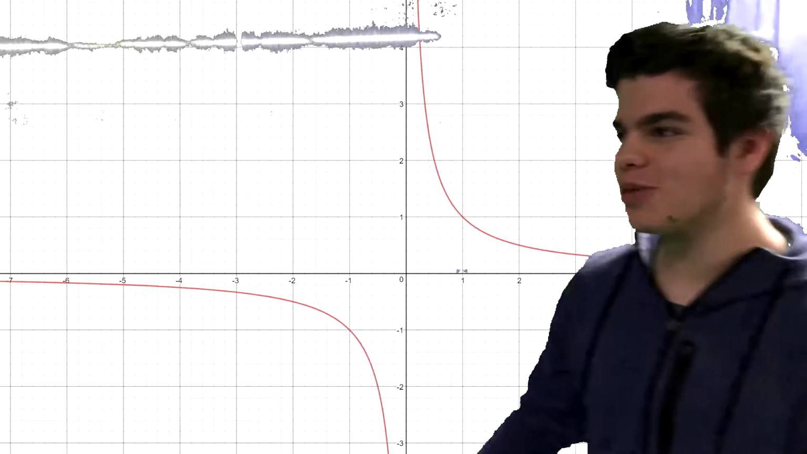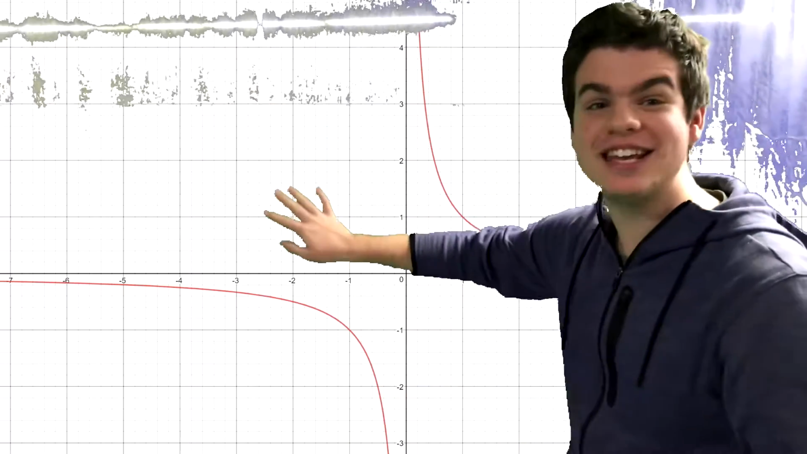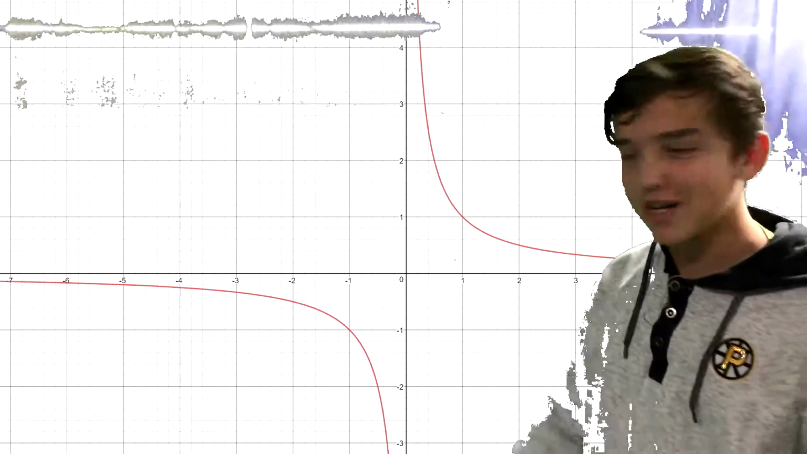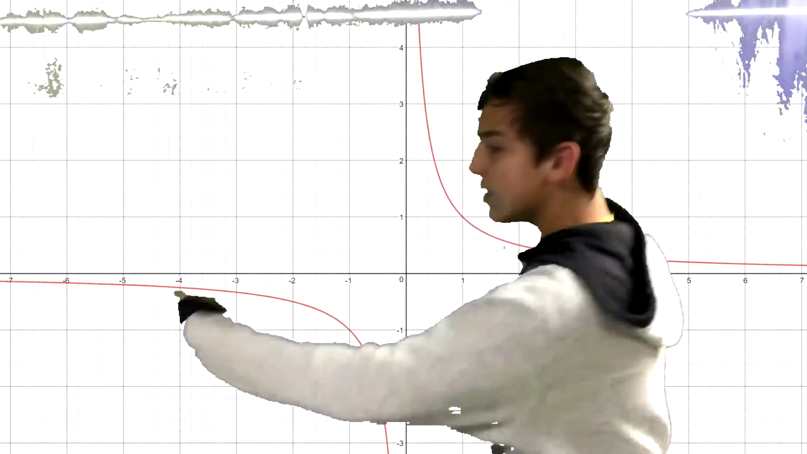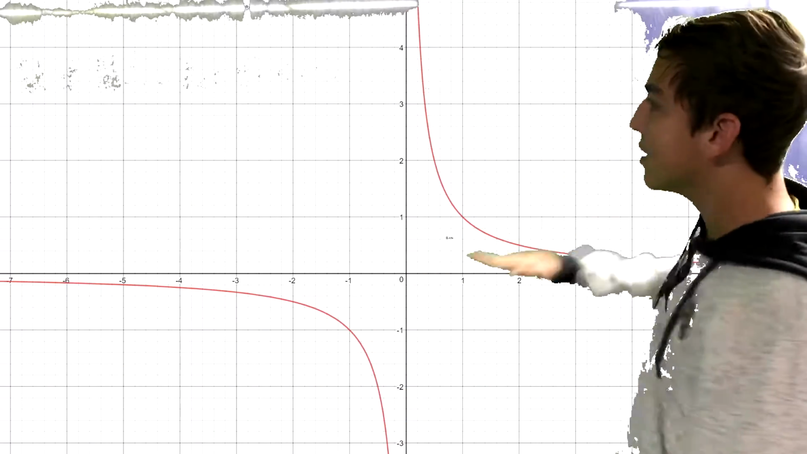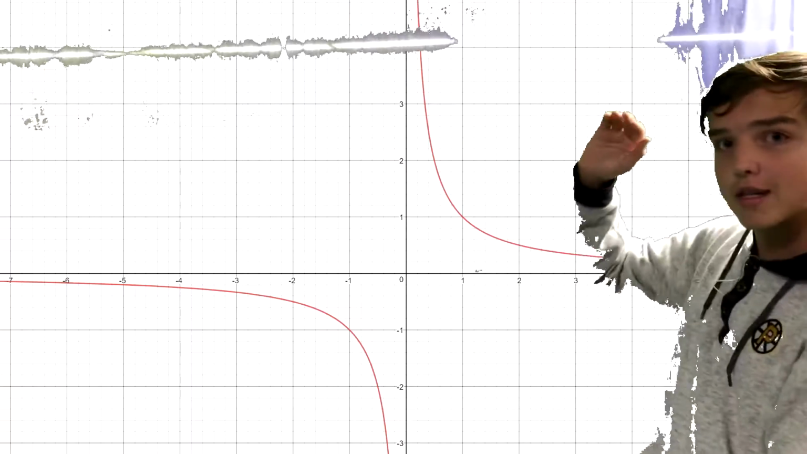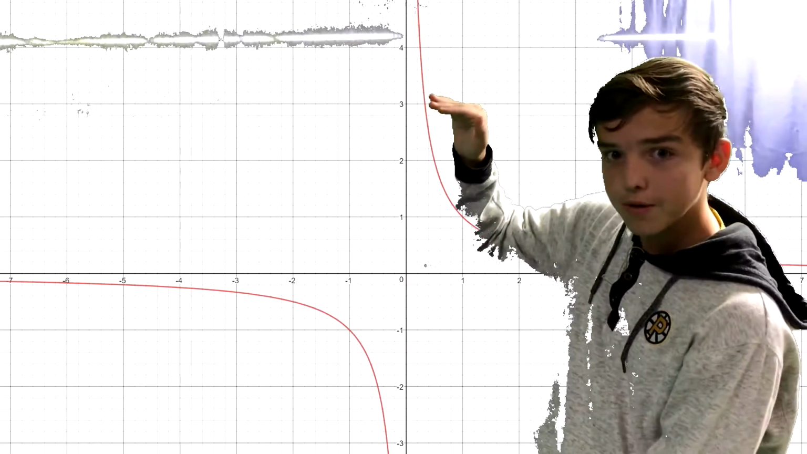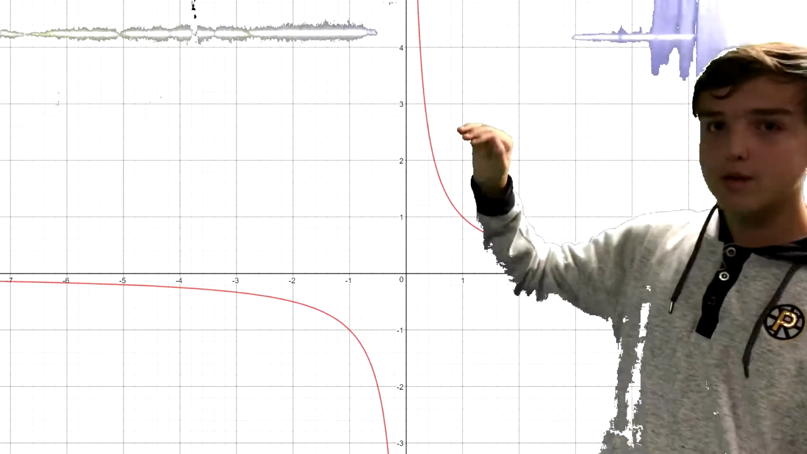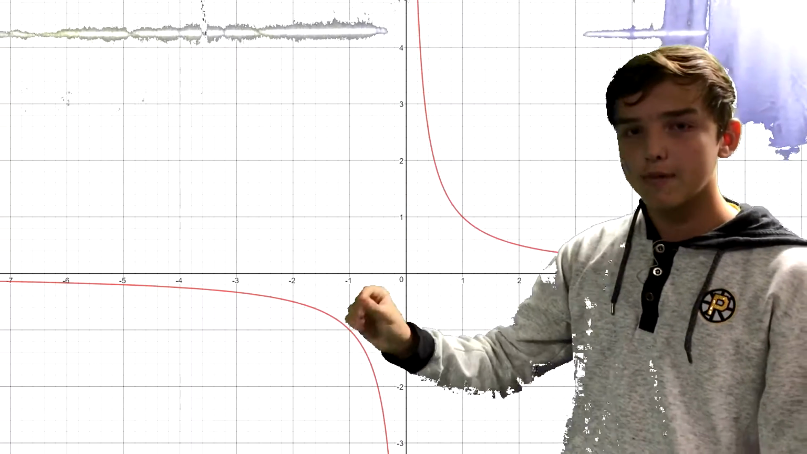Moving on. This is y equals 1 over x. You can tell it's y equals 1 over x graph because of the way it is. So the y equals 1 over x graph goes like this and avoids 0, and like this and avoids 0. Because in this case of y equals 1 over x, the asymptote is 0. The asymptote is 0 because you cannot divide a number by 0.